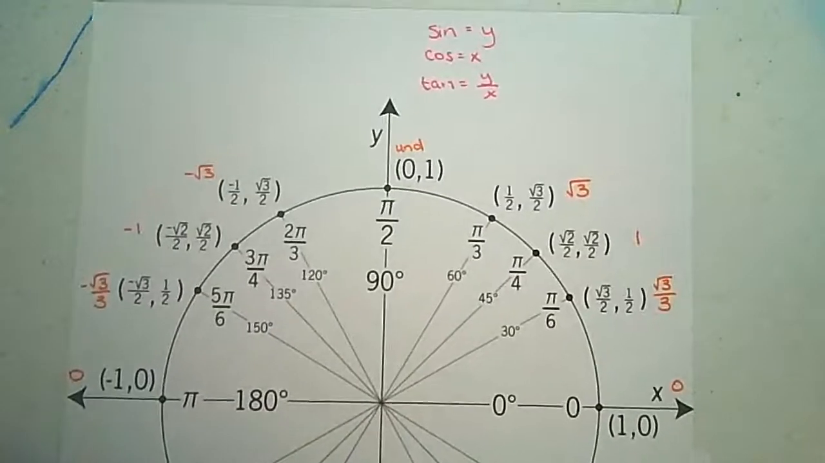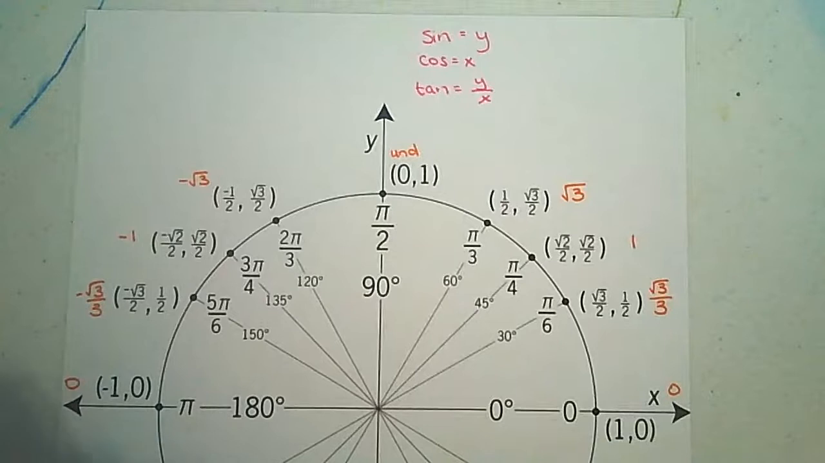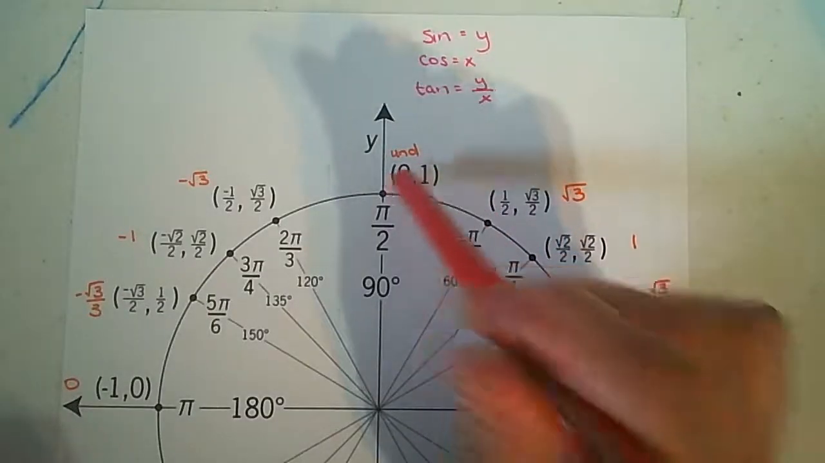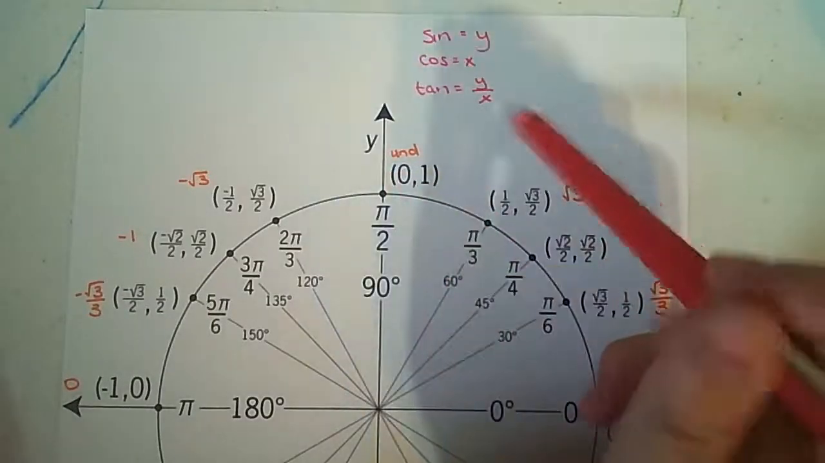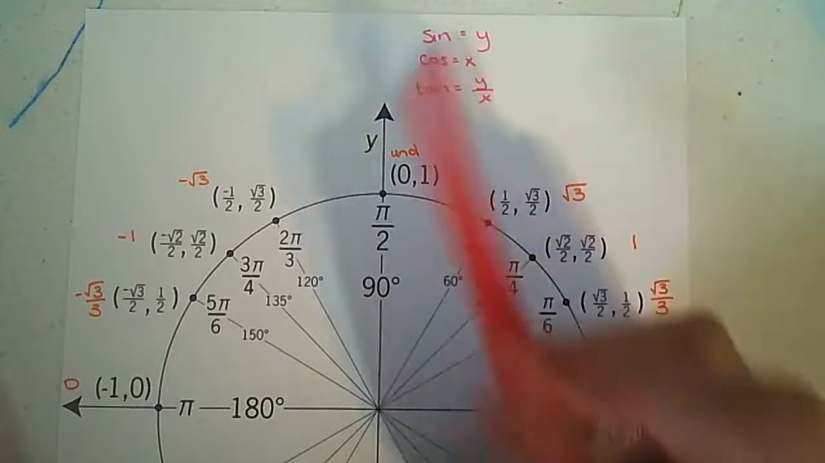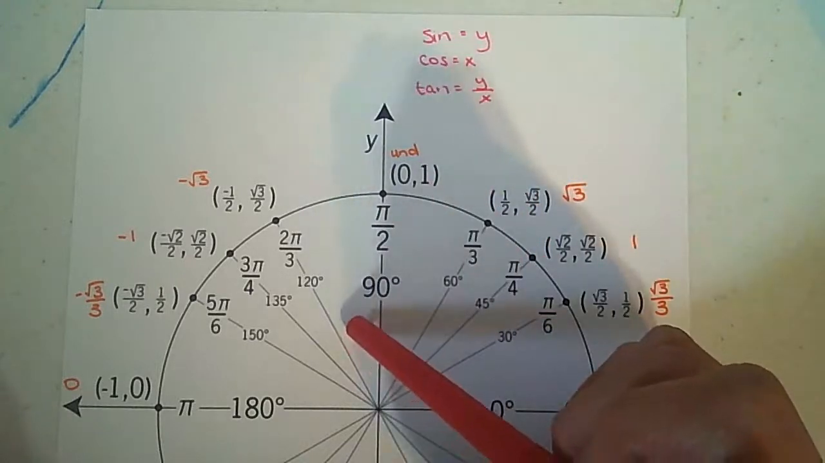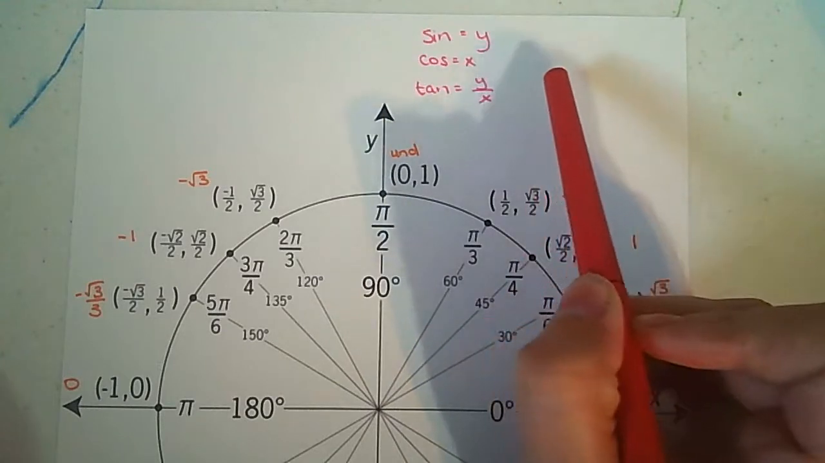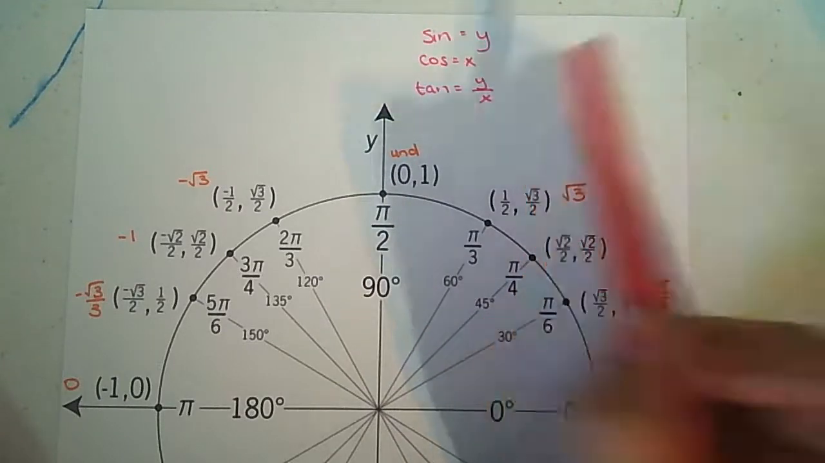So a couple refreshers before we begin, since it's been a while since we've seen the unit circle. Remember, the y piece is our sine. So the y piece of the point is the sine. Remember, the x is the cosine. And remember, we can find tangent by doing sine over cosine. That's one of our identities, our y over x.